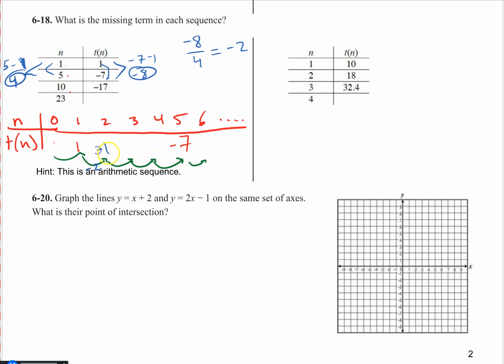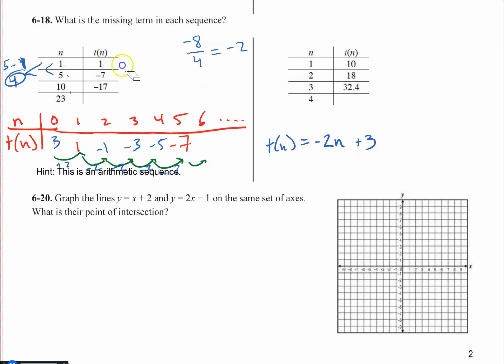So 1 minus 2 is negative 1. Negative 1 minus 2 is negative 3. Negative 3 minus 2 is negative 5. So that works out, and if we subtract 2 again, that's negative 7. Now to go backwards to get the 0 term, we would add 2. So this would be 3. So I'm going to make my equation, t of n equals common difference times n plus the 0 term, plus 3.